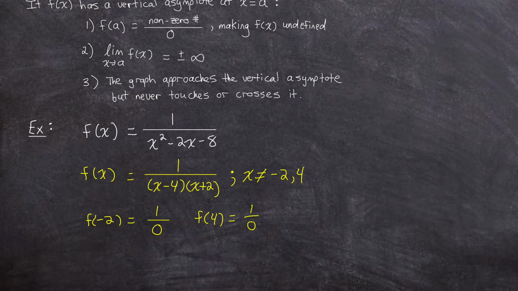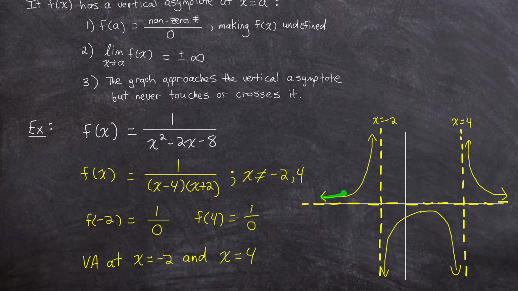So there are vertical asymptotes at both x equals -2 and x equals 4. And let me show you what the graph of this function roughly looks like. Notice this function is divided into 3 branches, and that's because of the 2 vertical asymptotes that the function has. Also notice the function has a horizontal asymptote at y equals 0, but I'll explain horizontal asymptotes in the next section. What I want you to notice before moving on is that the function never touches or crosses these 2 vertical asymptotes.